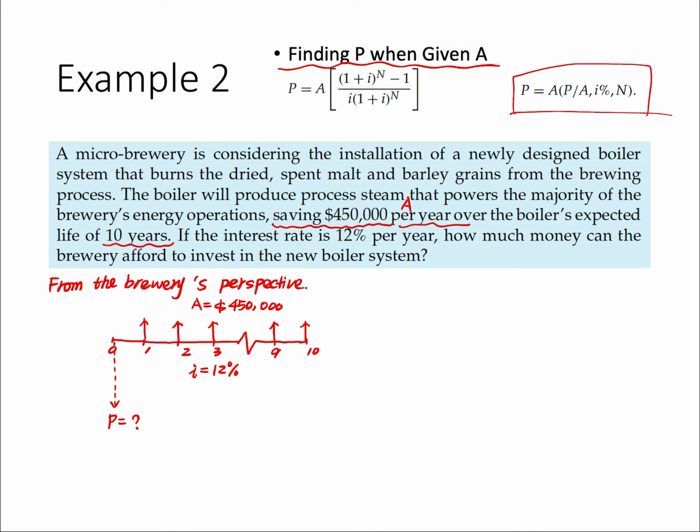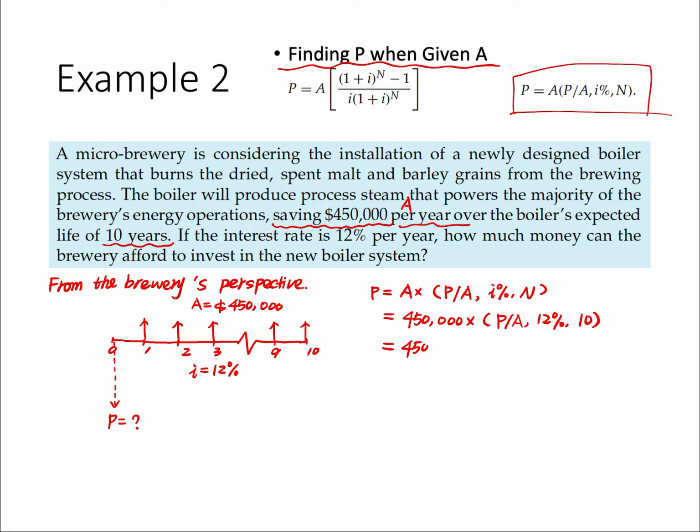So you're going to use this equation. Okay, so P is A times a factor. The factor is to find P given A and I% and N. So what is A? A is 450,000, and you just use the values of I and N to substitute the letters. So I is 12%, N is 10.